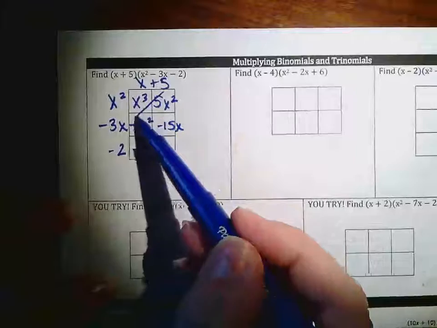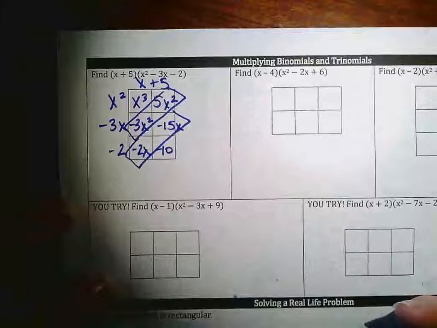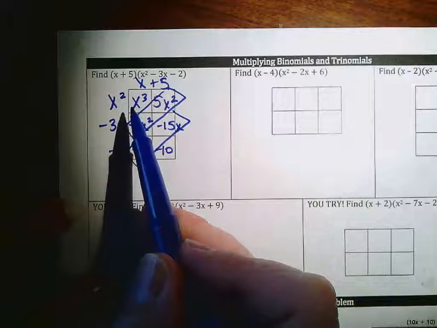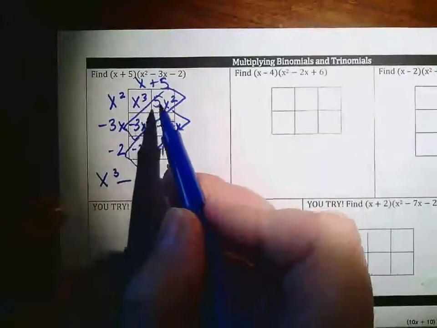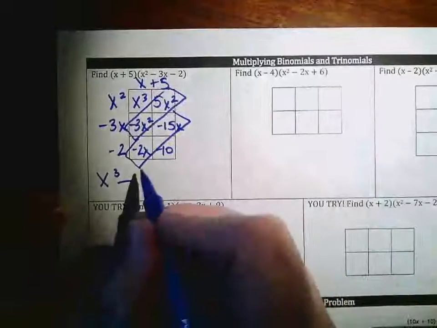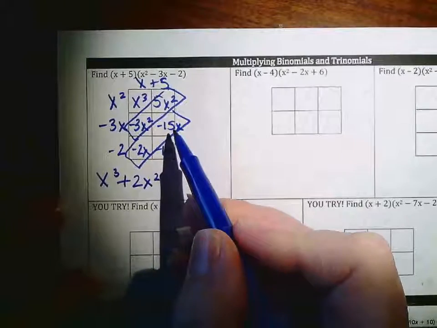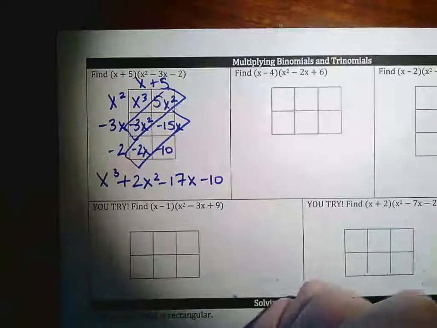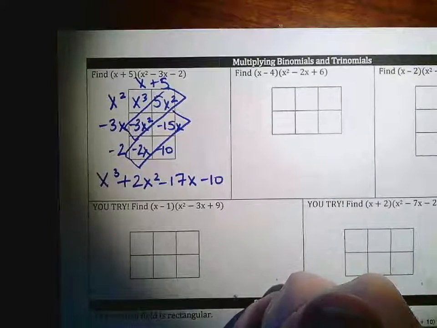Notice again that where you're combining your like terms are on a diagonal, but also notice this time you have more than one. So you start up here when you're writing this in standard form, from biggest exponent to smallest exponent: x cubed, and then you have 2x squared, right? Because you got 5x minus 3x, so plus 2x squared. Negative 15 and negative 2 makes negative 17x, minus 10. And you have just multiplied a trinomial and a binomial.